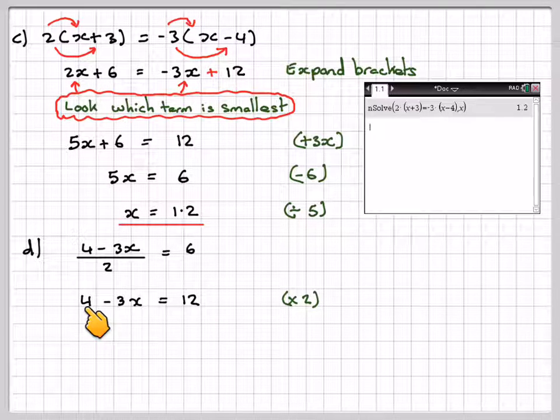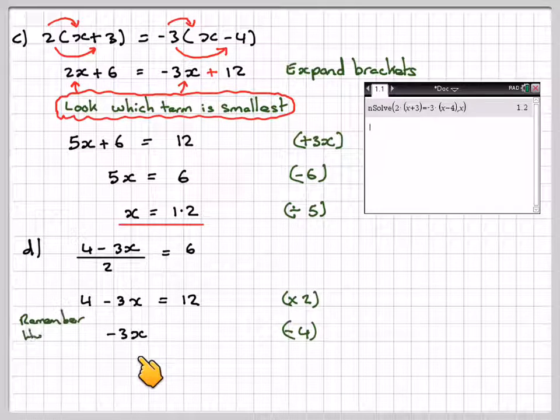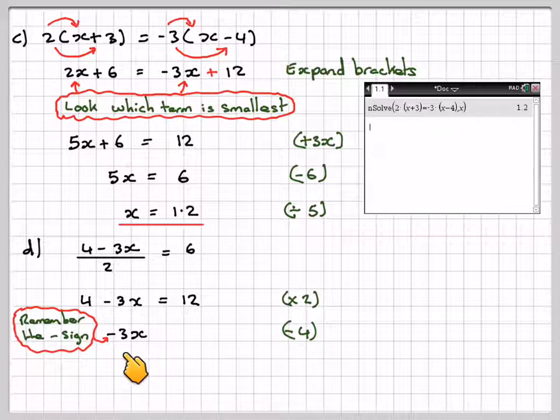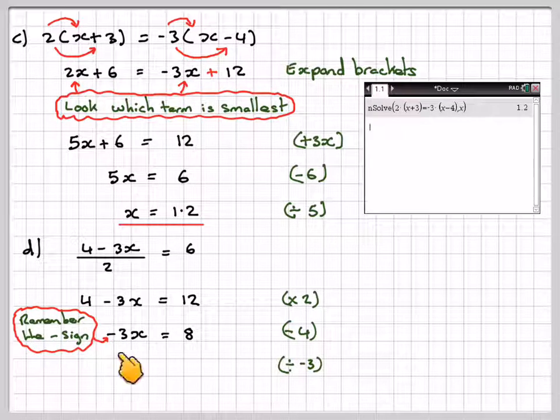The opposite of add 4 is to take away 4. And then we get minus 3x. Now the thing is to remember the minus sign stays, okay? Minus 3x is going to be equal to 12 take away 4, which is 8. And now we're going to divide by minus 3. So we're going to get that x is going to be minus 8 over 3. So go into the GDC to check that.